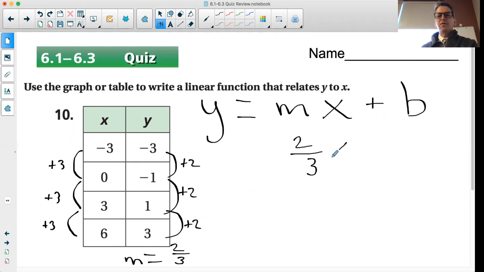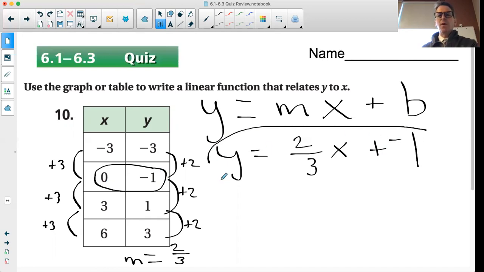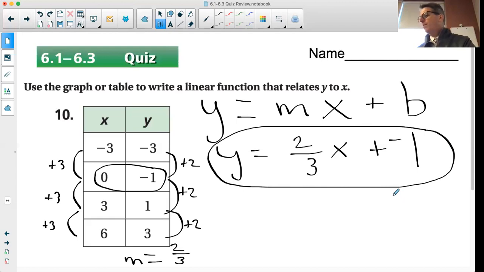Okay. So pick a couple points. You can also use the slope formula if you're interested in using the slope formula. But the table, if this is all consistent, works quite nicely just using the change. All right, now we're going to look for the intercept. And the intercept is within this table, and it's when x is 0. And when x is 0, your intercept is -1. So your answer will be y equals 2/3 x plus a -1. And that would be your answer for number 10.